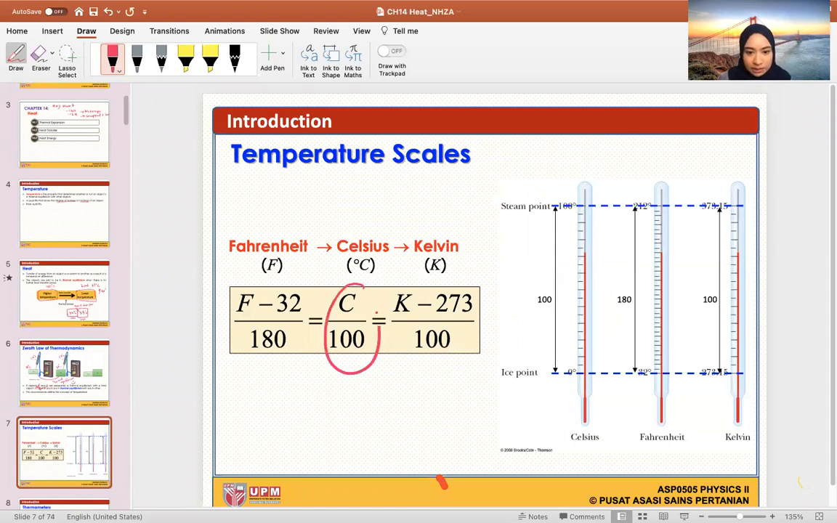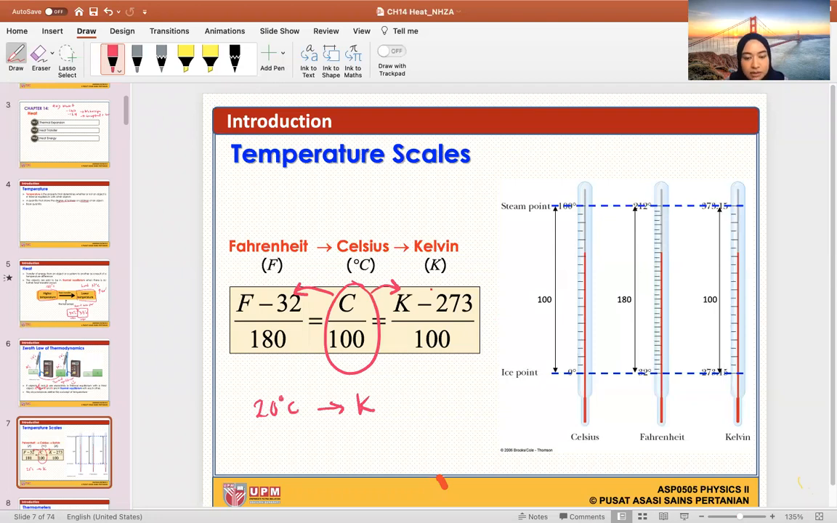We typically use Celsius, but we can convert Celsius to Kelvin. We can also convert Celsius to Fahrenheit. Let's say I want to know what is 20 degrees Celsius in Kelvin.